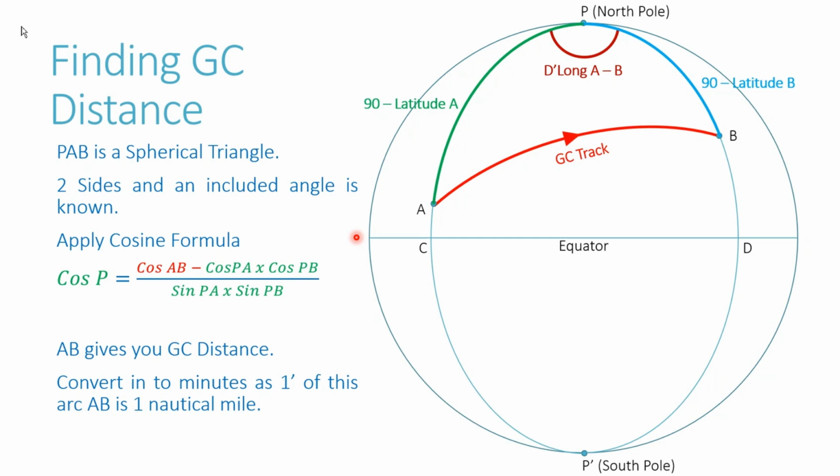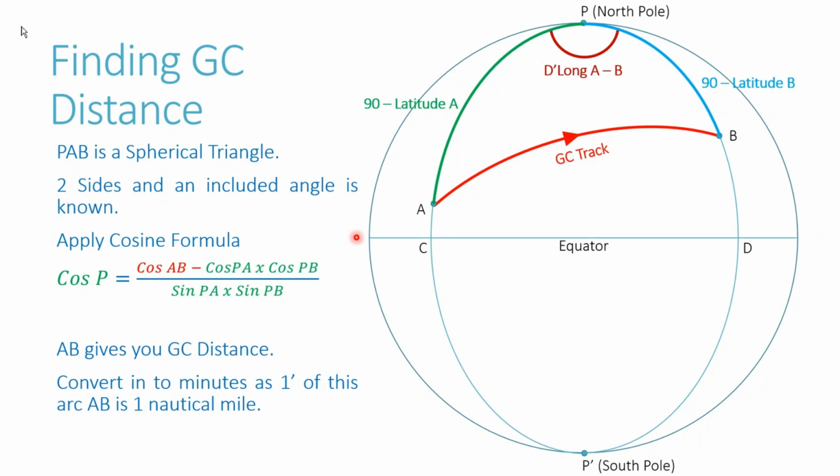So very easy to do that. Whatever number of degrees is there in the answer, multiply it by 60. It gives you the number of minutes. Add the number of minutes along with the degrees, and you get the side AB in minutes. This side AB converted into minutes gives you the great circle distance between A and B in nautical miles.